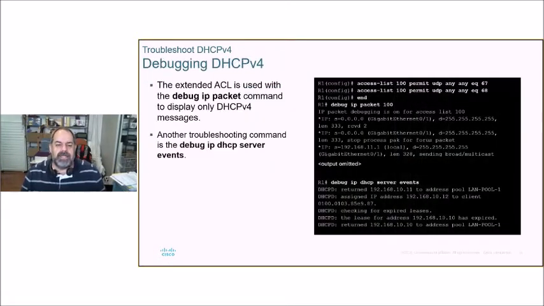All right, so how do we debug it? You can actually debug IP packet 100, and so we've actually got an access list here matching those port numbers. That's an extended access list, but that's not the way I've done it, I've got to admit. Debug IP DHCP server events seems like a good plan to me, and so that will tell you when it's received request or discover messages, and it'll also do things like for expired leases as well.